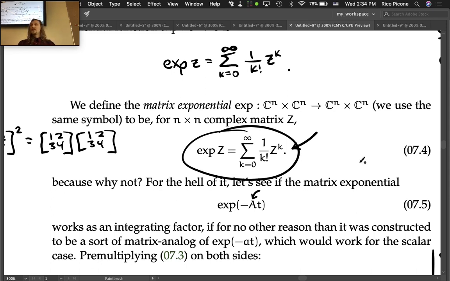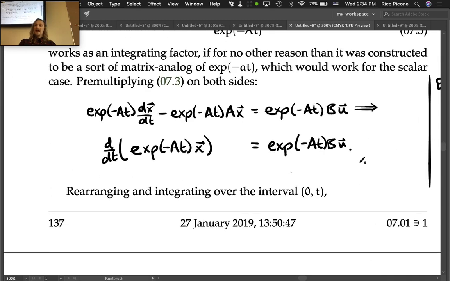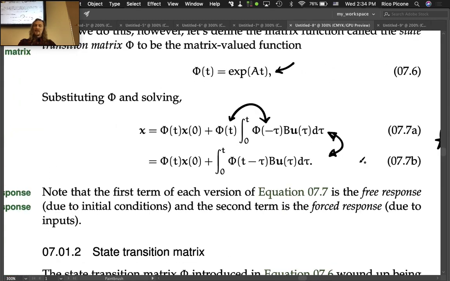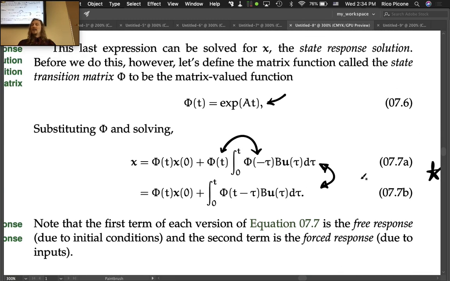So finding that state transition matrix, which is a matrix exponential, turns out to be the main work of solving the state equation. Because if you have that, you essentially just plug it into this solution of equation 7.7. You have to do some integration over your input, but that's all you need to do, and you have your solution. So state transition matrix becomes very key. Computing that matrix exponential becomes very key. And right now, the only tool we have is the definition of the state transition matrix and the definition of the matrix exponential, which is a series definition.